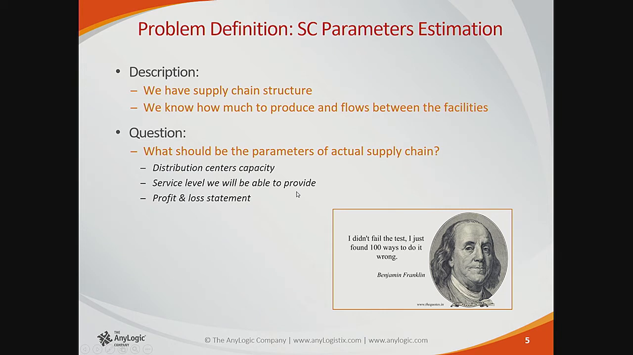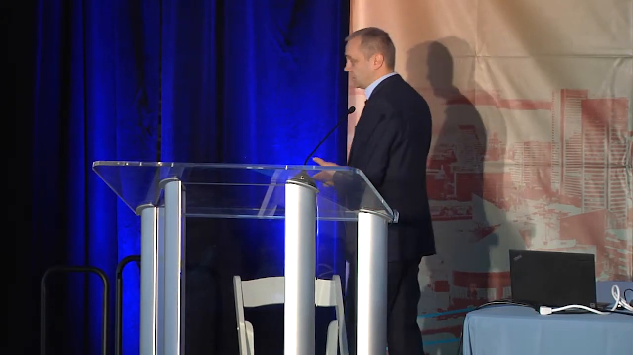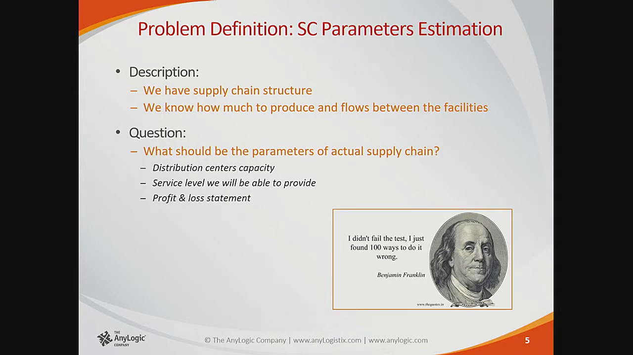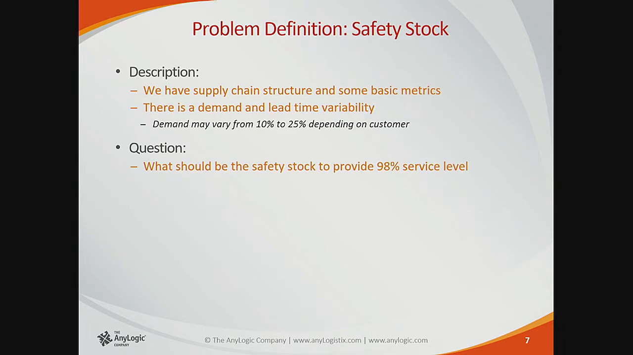So, what we have now is the supply chain structure, which we just did on the previous step. So we know how much we are going to produce, we know the flows between the facilities, and now we are going to estimate a few metrics like the finances. We want to look at the profit and loss statement. We want to estimate service level and capacity, for example. Yeah, let's continue.